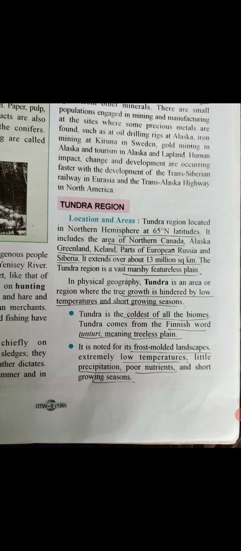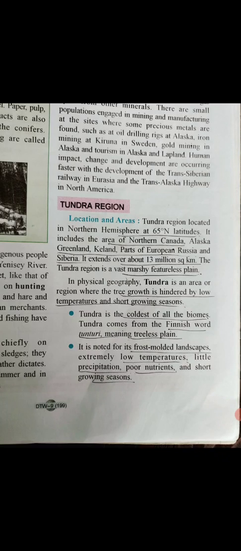Okay, so it includes the area of northern Canada, Alaska, Greenland. Greenland is the coldest place. Then Iceland, parts of European Russia, and Siberia. Siberia is also a very cold desert. Okay, so it extends over 13 million square kilometers, and tundra is a vast, marshy, featureless plain. Marshy means characterized by wetlands. Okay, and featureless means not much variation of the landforms.